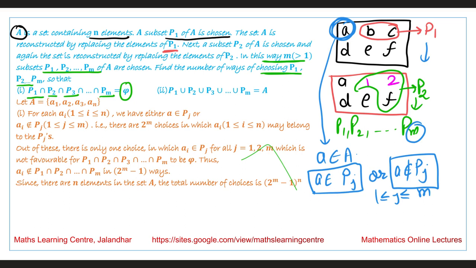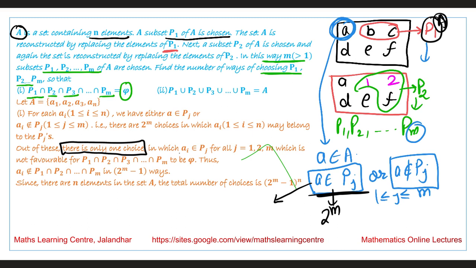Now the total number of ways in which A belongs to Pj is 2 raised to the power m. We are talking about all subsets, that is the number of elements in the power set. Now out of all these subsets, if we choose all the sets Pj equal to the set A, there is only one choice in which A belongs to Pj for all j equal to 1, 2, and so on up to m.